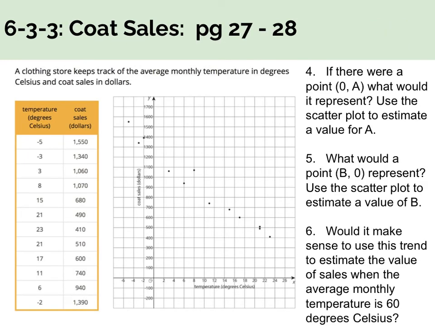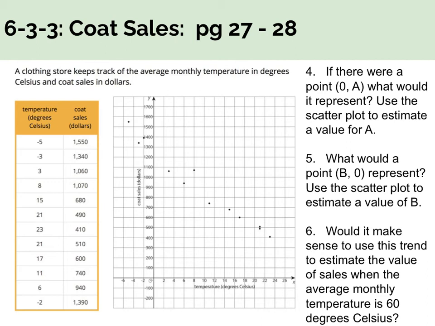All right, let's go ahead and turn to pages 27 to 28. I notice I'm actually missing numbers 1, 2, and 3. Sorry about that. So let's go ahead and go through this. This is a clothing company. We have the data in a table, and we also have a scatter plot. We're going to work through number 1. It says, what does the point (15, 680) represent?